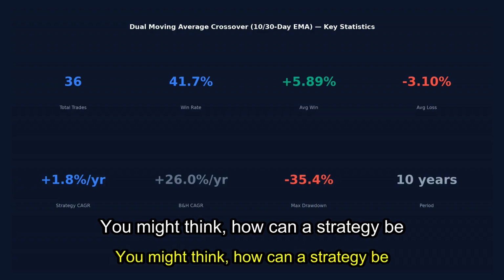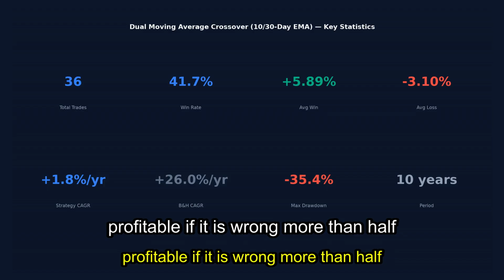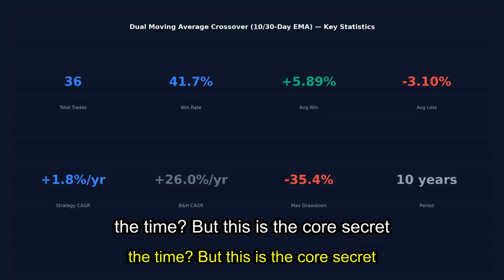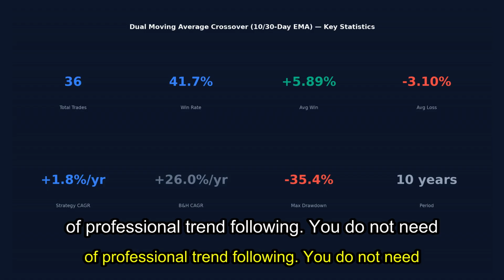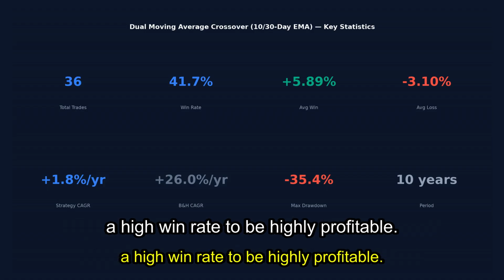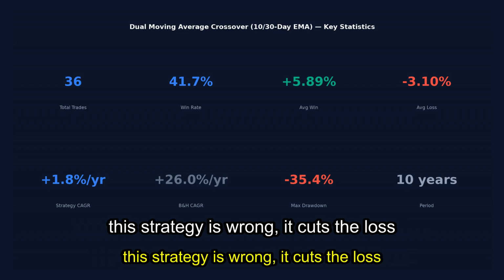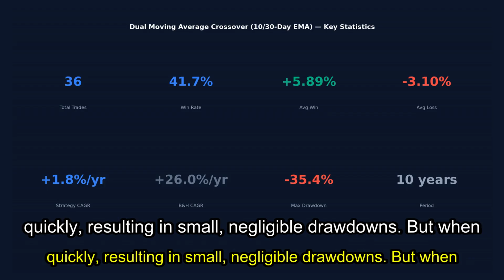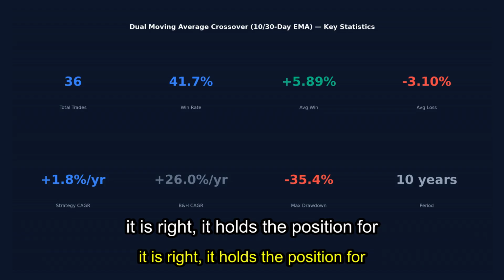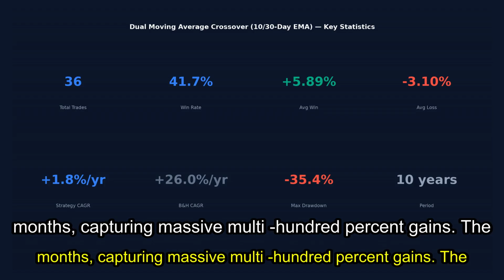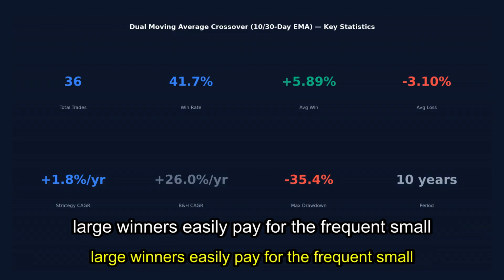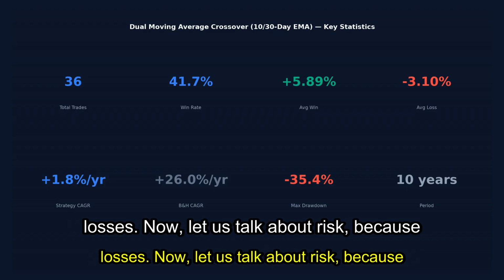Now, to an inexperienced trader, a win rate of 41.7% might sound shockingly low. You might think, how can a strategy be profitable if it is wrong more than half the time? But this is the core secret of professional trend following. You do not need a high win rate to be highly profitable. The key is asymmetrical risk to reward. When this strategy is wrong, it cuts the loss quickly, resulting in small, negligible drawdowns. But when it is right, it holds the position for months, capturing massive multi-100% gains. The large winners easily pay for the frequent small losses.